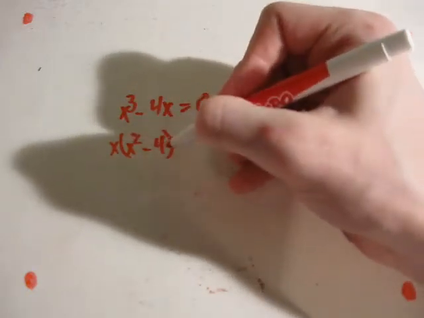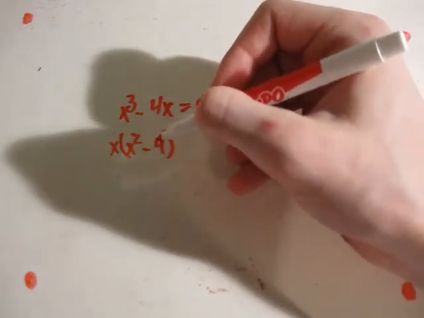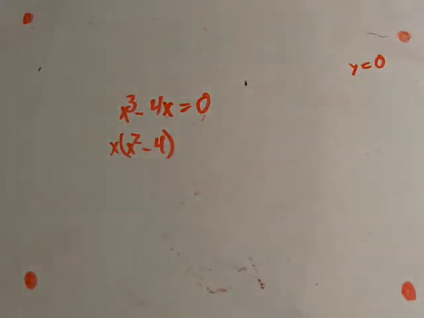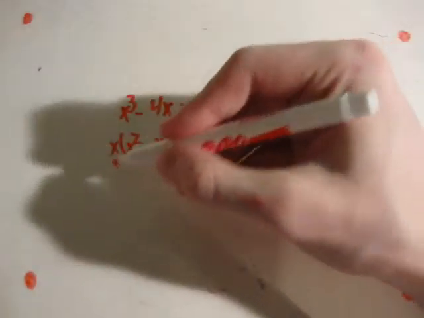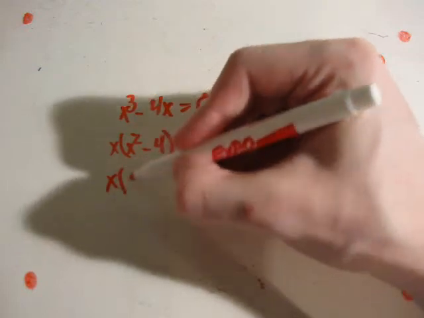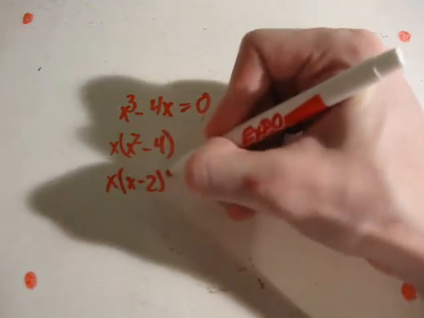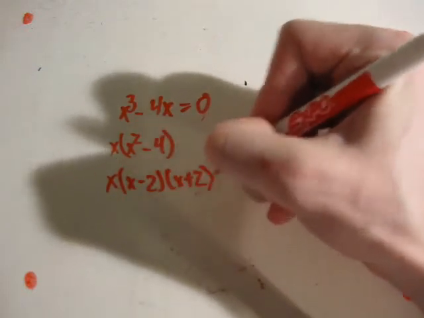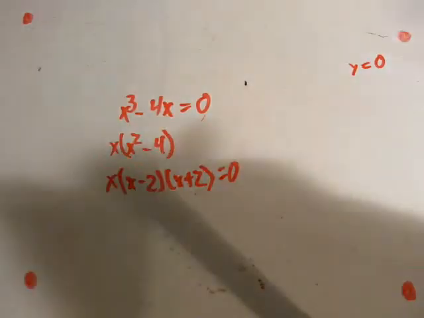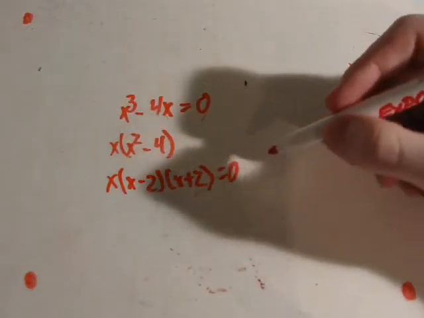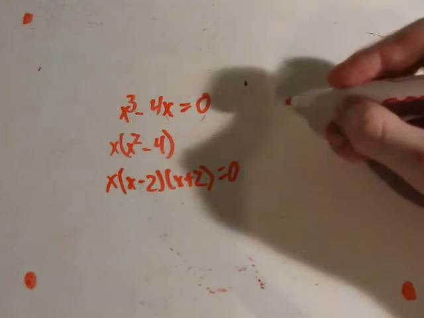Hey, a difference of 2 squares. That's an x plus 2 and an x minus 2 factor there. x times x minus 2 times x plus 2 is equal to 0. Now we set all of these to 0, and that's our x-intercepts.